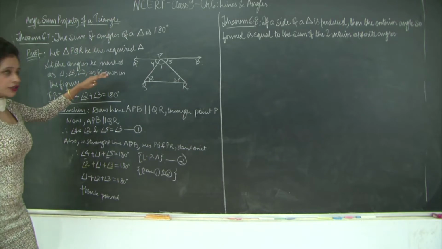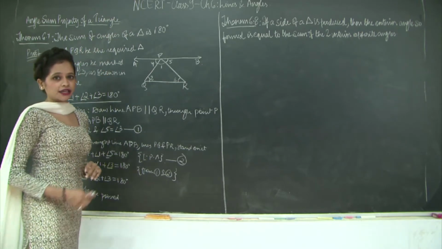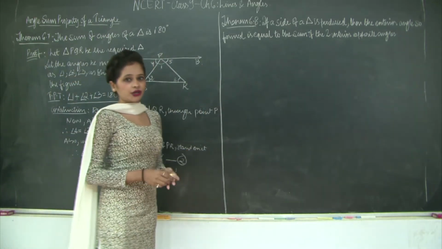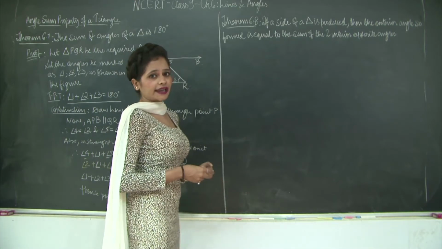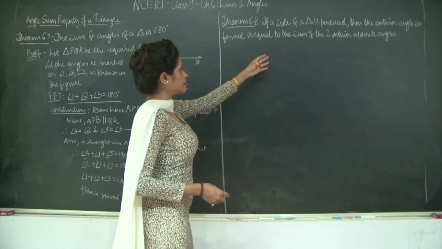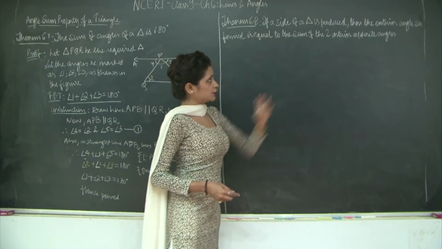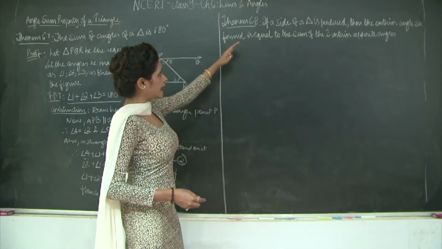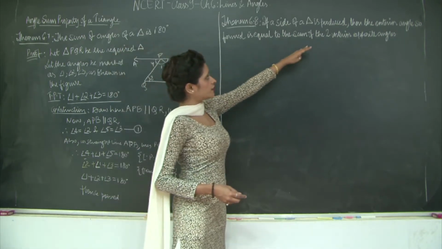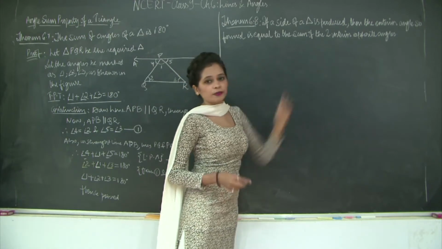Now, based on this theorem, which is the sum of angles of a triangle is 180 degrees, we have another theorem. It's called the exterior angle theorem. Let's see what it states. If a side of a triangle is produced, then the exterior angle so formed is equal to the sum of the two interior opposite angles.